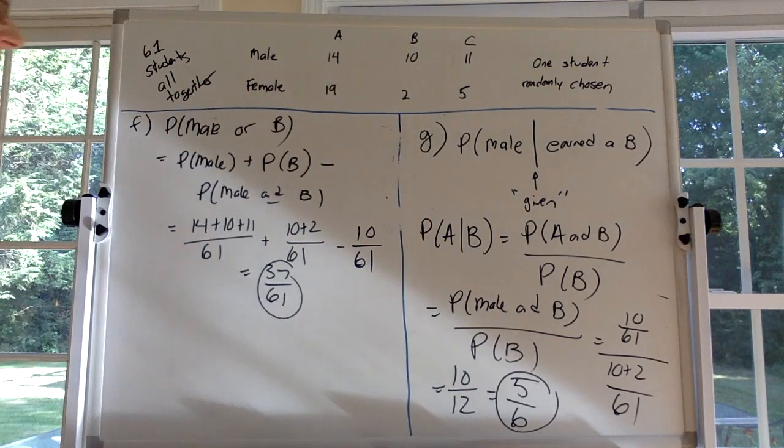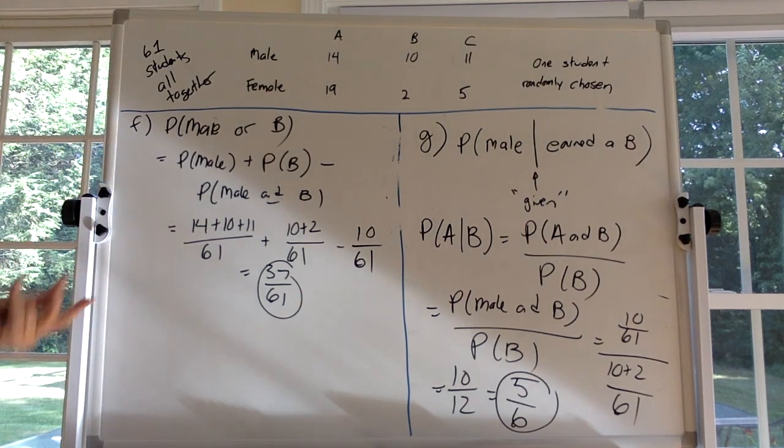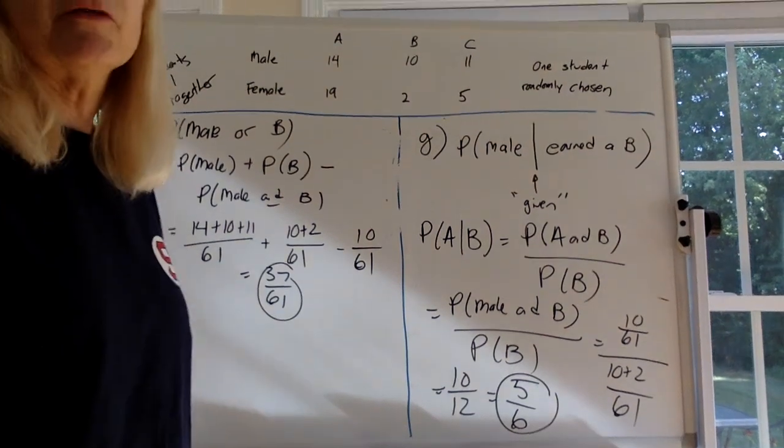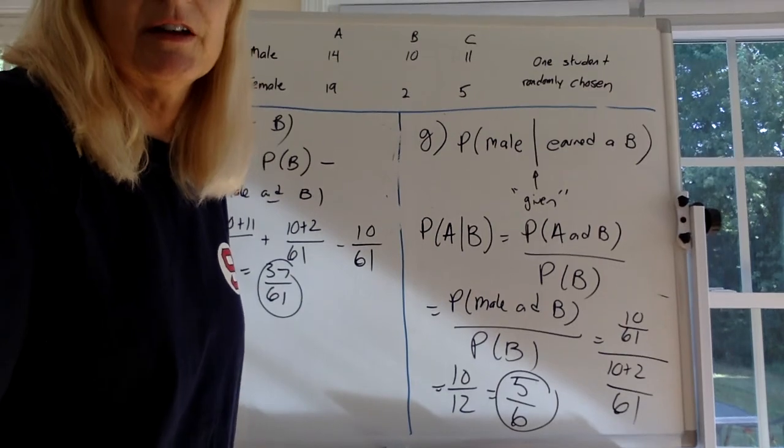All right, so you really have to watch the wording with these problems. You have to see if there's ands, ors, or givens. Hopefully you can go through this problem now and figure out how to do it. So I hope that helps. Let me know if you need more help.